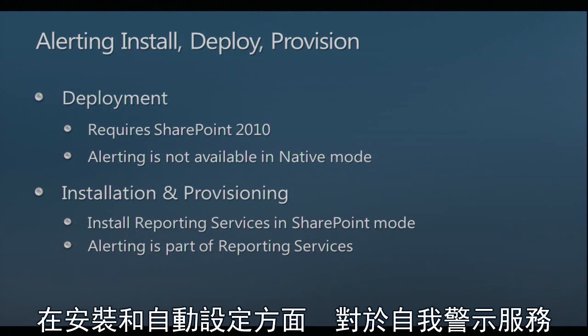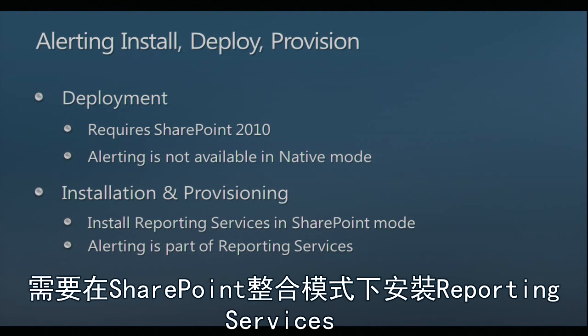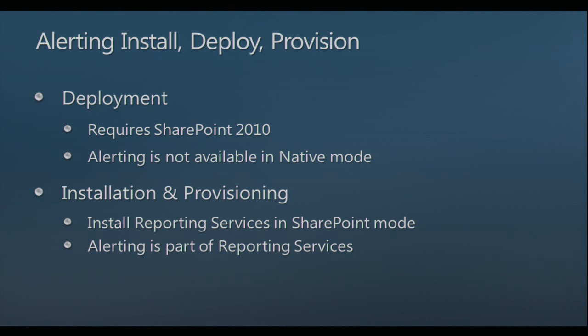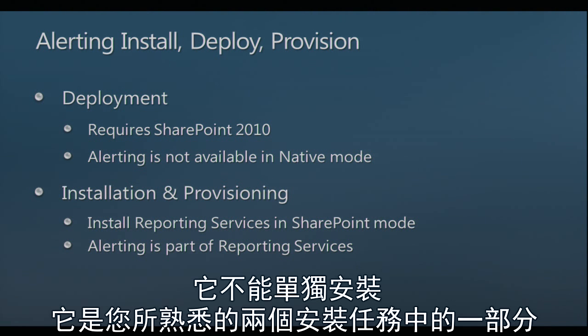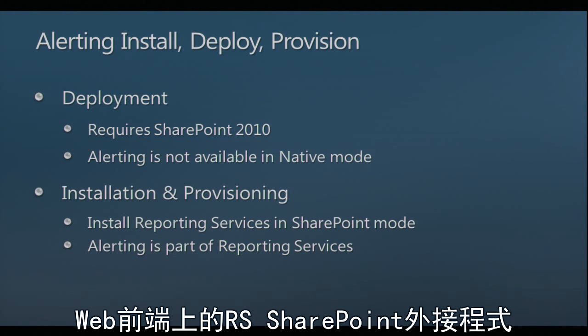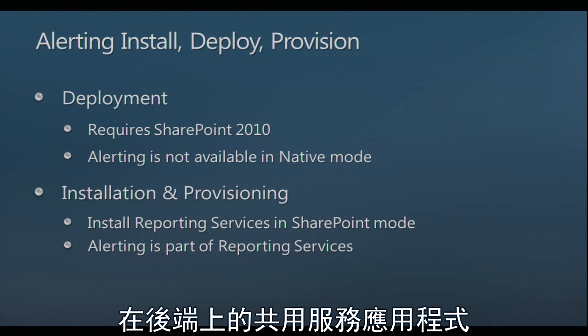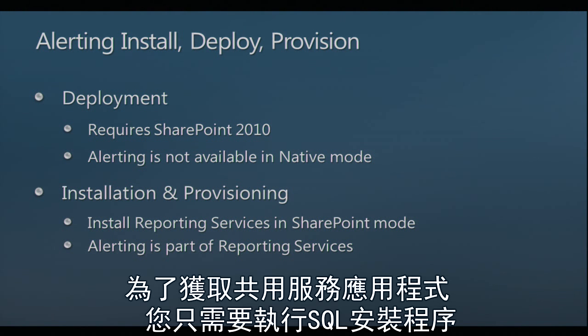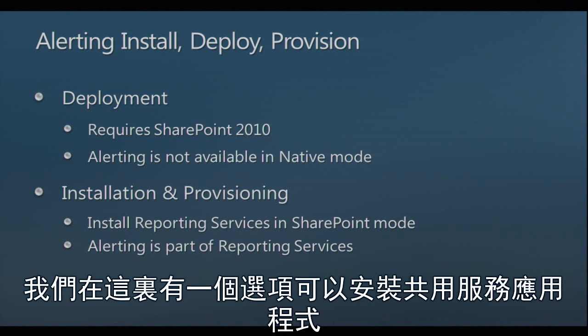In terms of installation and provisioning, self-service alerting, you get it simply by installing Reporting Services in SharePoint integrated mode. There's no separate install. It's all part of the two installs that you're already familiar with, which is the web front end, which is the RS SharePoint add-in on the web front ends, and the shared service application on the back ends. And to get the shared service application, what you do is you actually just run SQL setup, and we have an option in there to install the shared service application.